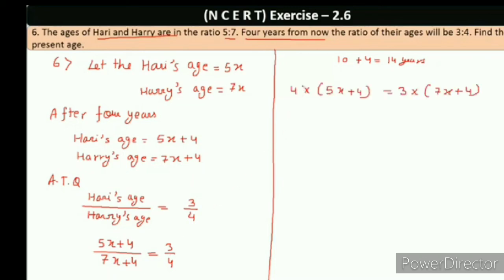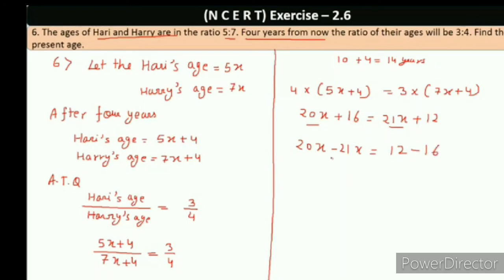Both the sides we again have fraction form. We'll do the cross multiplication. 4 into 5x, 20x, plus 4 into 4, 16, is equal to 3 into 7x, 21x, plus 3 into 4, 12. All the terms are positive terms. Transpose the x terms to the left hand side. 20x minus 21x equals 12 minus 16.